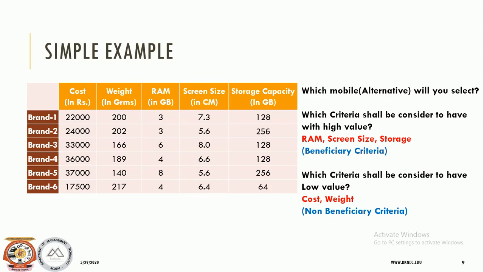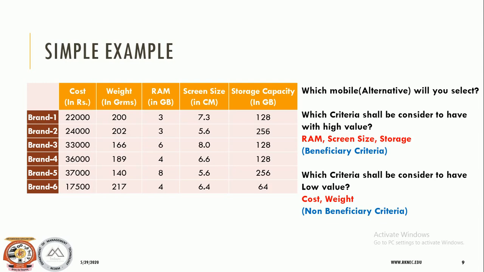One is the beneficiary criteria, second is the non-beneficiary criteria. Beneficiary criteria is a criteria in which the higher the value, the better, and for the non-beneficiary criteria, the lower the value is best. Whenever we talk about the cost, definitely what we will say is that if I get all these things at a lower cost, it will be of high value to me, or it will be highly appreciable for me.